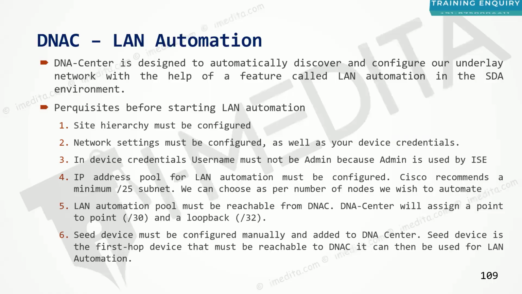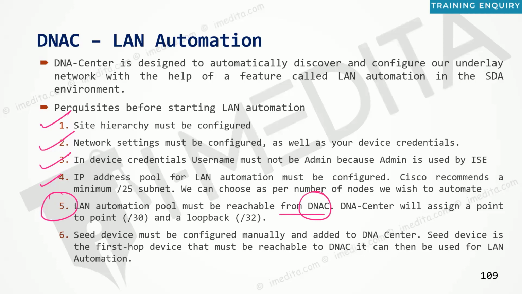A pool will be required for the LAN automation feature to work. A pool has to be there. A pool must be present for the LAN automation feature to work on that location. So the site hierarchy, settings, credentials, and pool are already configured. Now we have to make this pool reachable from the DNS center. We need to make this pool reachable from our DNS center.